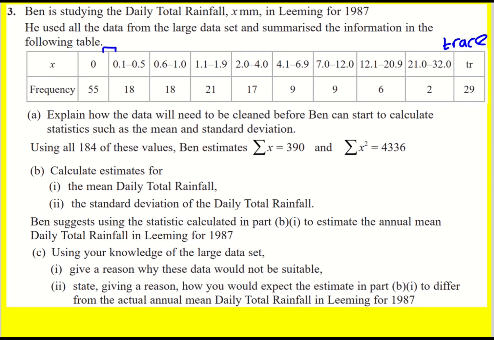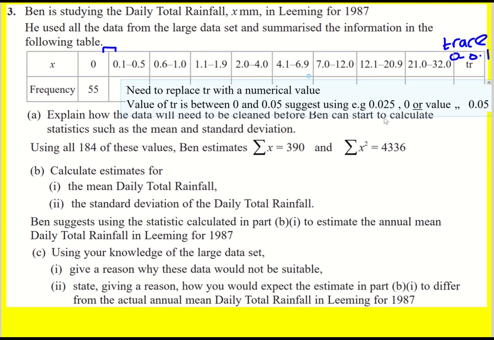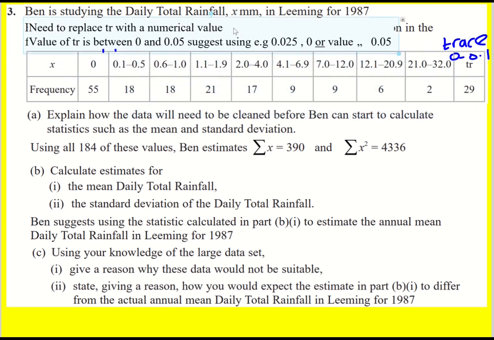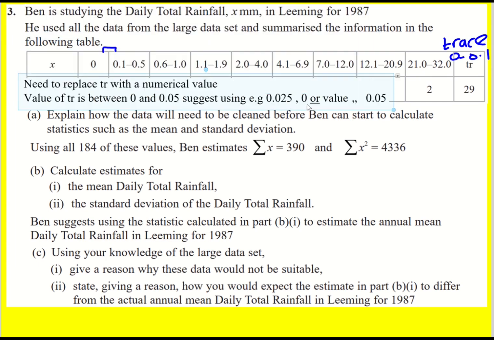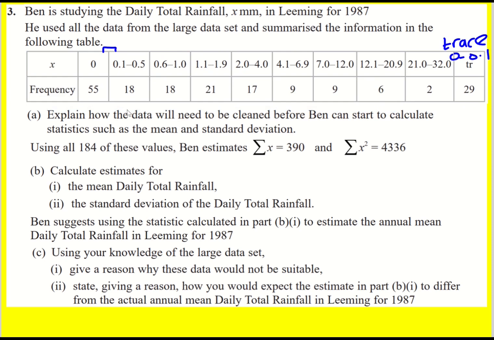So when I did this question, I just said change trace to exactly that, 0 to 0.1. For the mark scheme, they allow various things. They actually say give it a numerical value, such as the midpoint between 0 and 0.1, 0.05, or even something like 0.025. Even 0 or 0.05 you'd be okay with, but it makes sense to go with the midpoint, I'd say. So that's what you need to write down, basically.